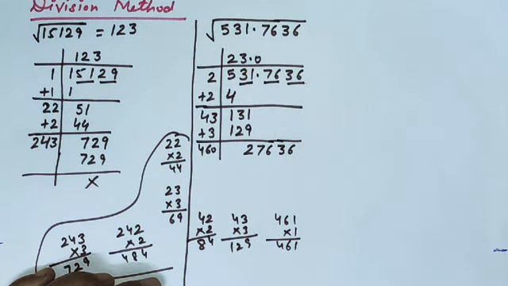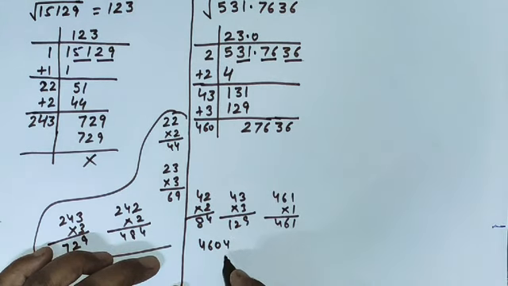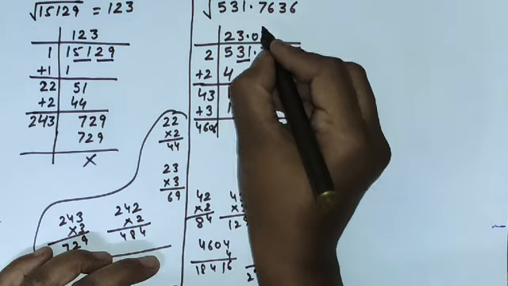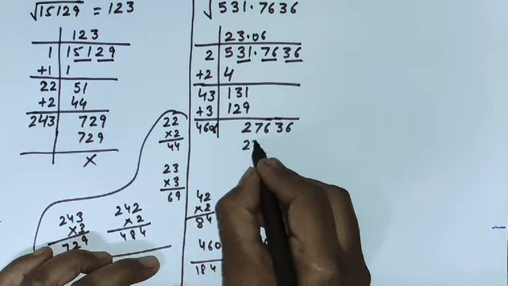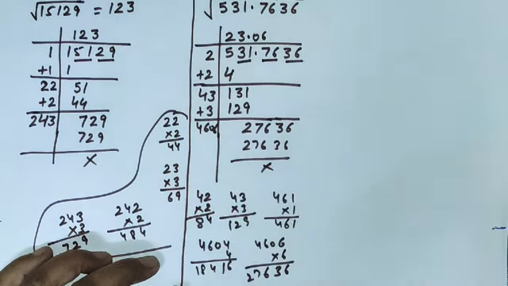Now I have to see by which number it is divisible. Let me take 460. Now 0 is already added here. Now let me take, because it is 6, so let me try by 4. The smaller, now I will do by 6. 27636. So that means 6 is the number which is required. 6 here, 6 here, 27636, and the division is complete.